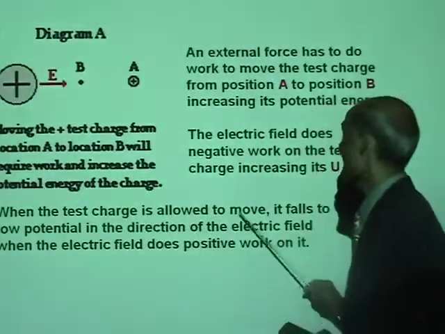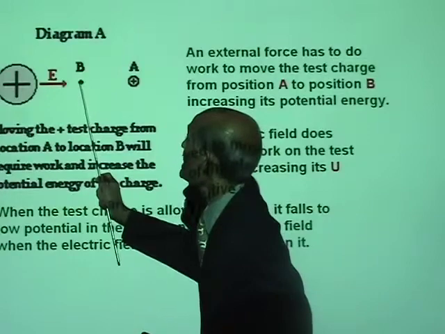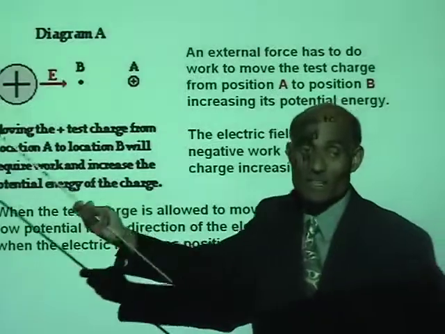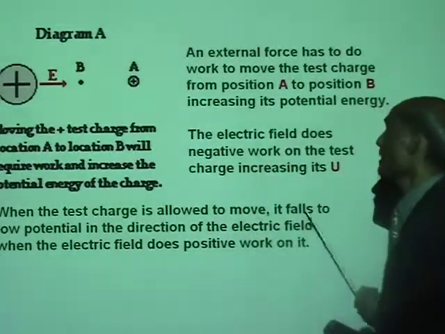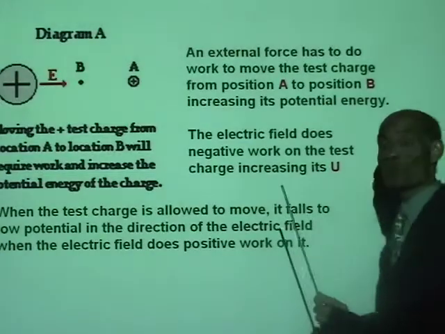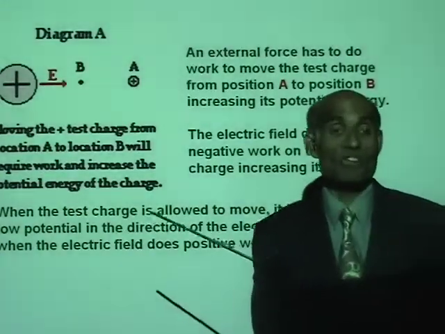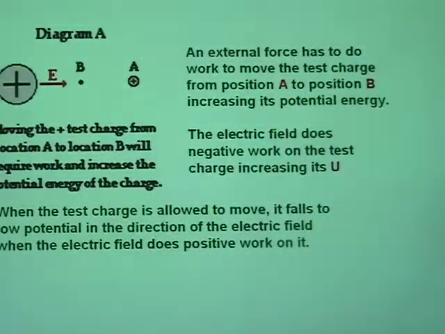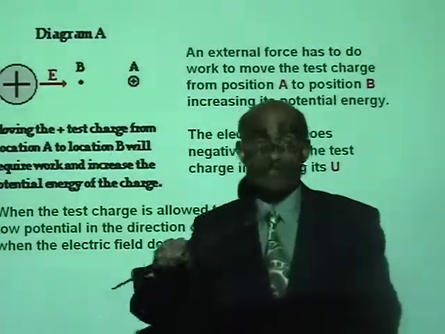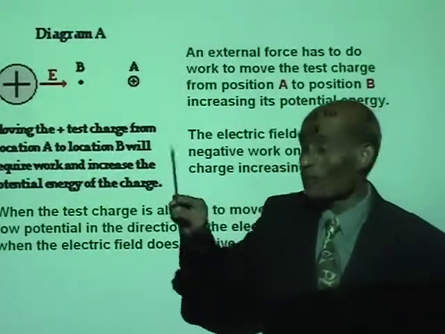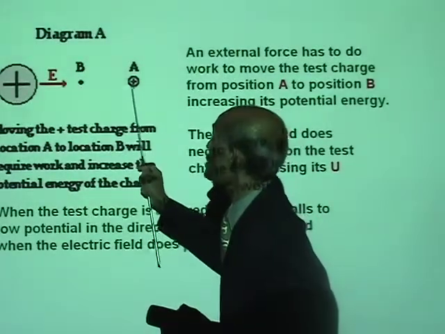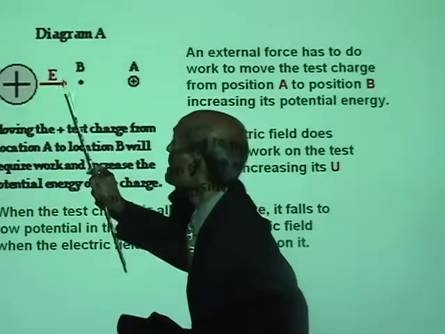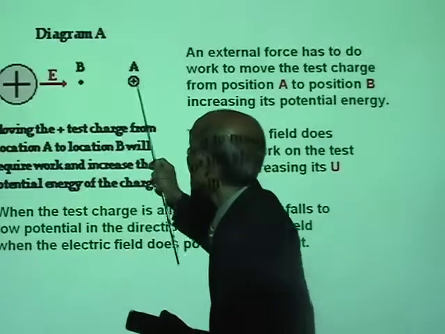When the test charge is allowed to move, once you place the test charge at B, if you allow it to move, it will fall back to A. It will move in the direction of the electric field. It falls. I want you to understand the meaning of the word fall, because most of us are conditioned to believe that falling means this. Well, in this context, falling is moving in the direction of the field. You see, from A, an external force was used to move it from A to B. If you now leave it, the test charge will fall back to A.